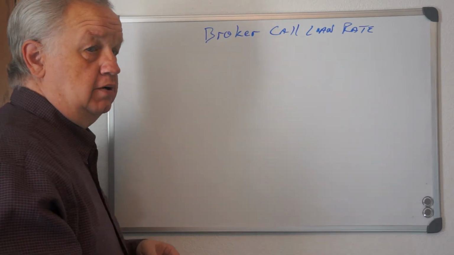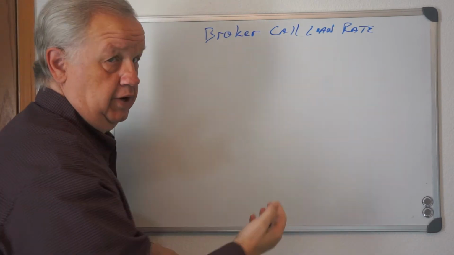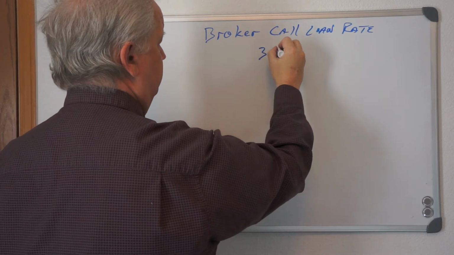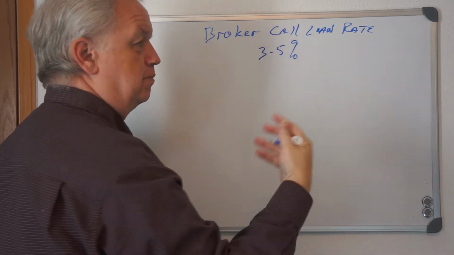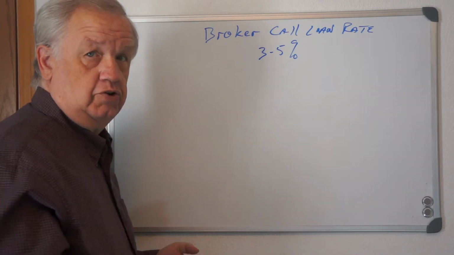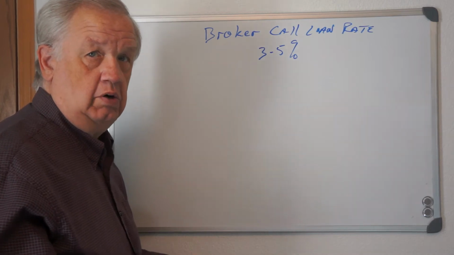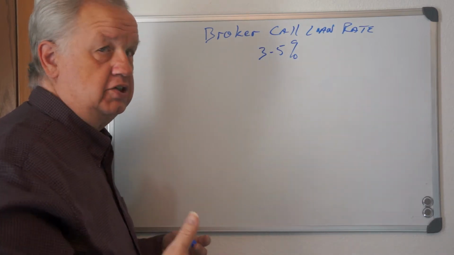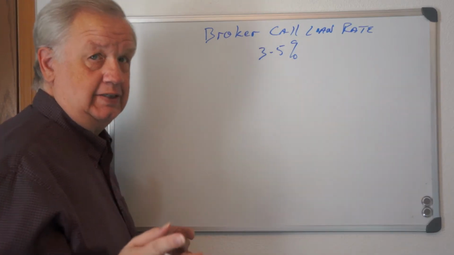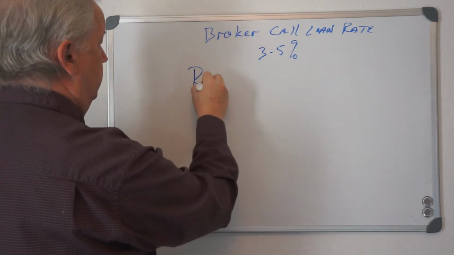There's prime rate, there's Fed funds rate, there's discount rate, there's broker call loan rate. Broker call loan rate may be 3 to 5%. This is what the bank charges the brokerage firm for your trades. The brokerage firm is not financing your deal. The exchange is not financing your deal. You're putting up 50% at least, which is Regulation T, right?